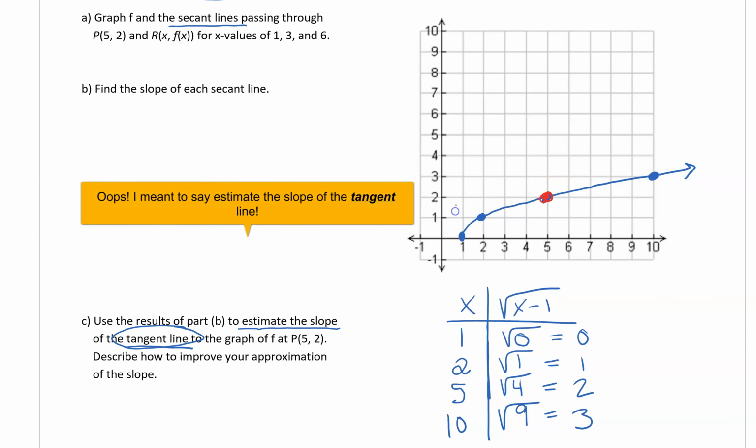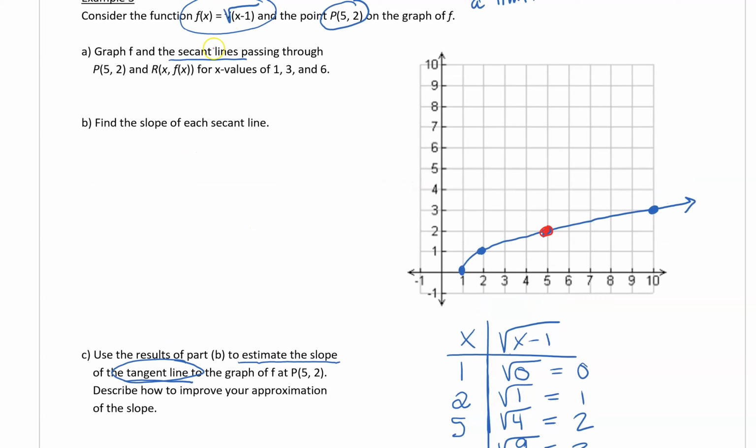We're going to try to estimate the slope of that tangent line. Now the way we're going to do that is by drawing 3 secant lines. One that passes through the point when x is 1, and then 3, and then 6. So the secant line that passes through the point at (1, 0) has to connect these 2 points. So it's connecting the point (5, 2) with the points on the curve at x = 1, 3, and 6. So remember at 1, that was the point (1, 0). So it's connecting those 2 points. So that would look something like this.